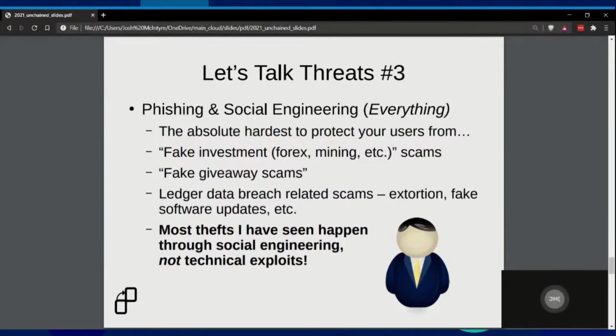It's the fake giveaway scams, right? Send me cryptocurrency and I'll double it and send it back to you. The Ledger data breach related scams, extortion, fake software updates, like Ledger users being targeted specifically because of the Shopify leak.